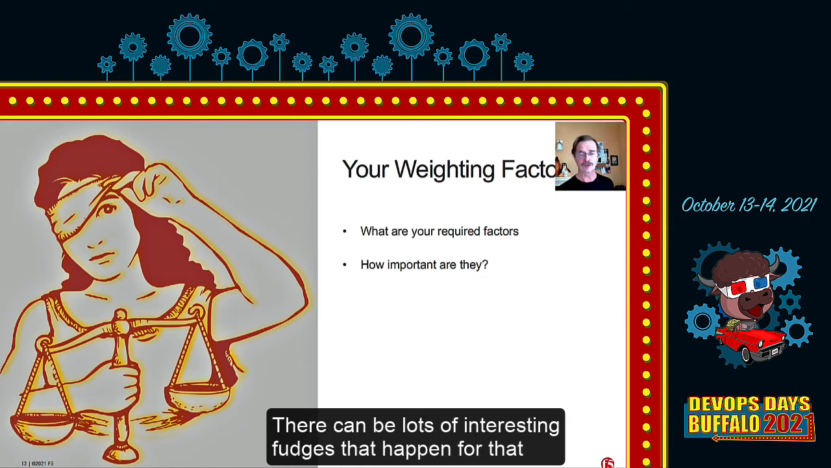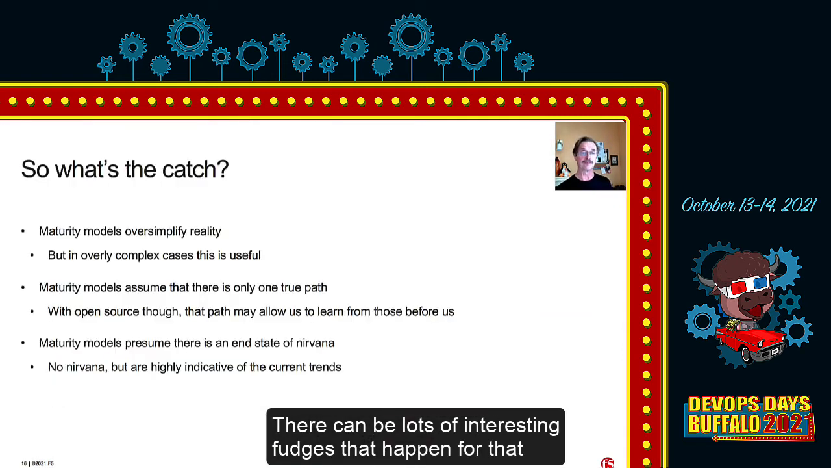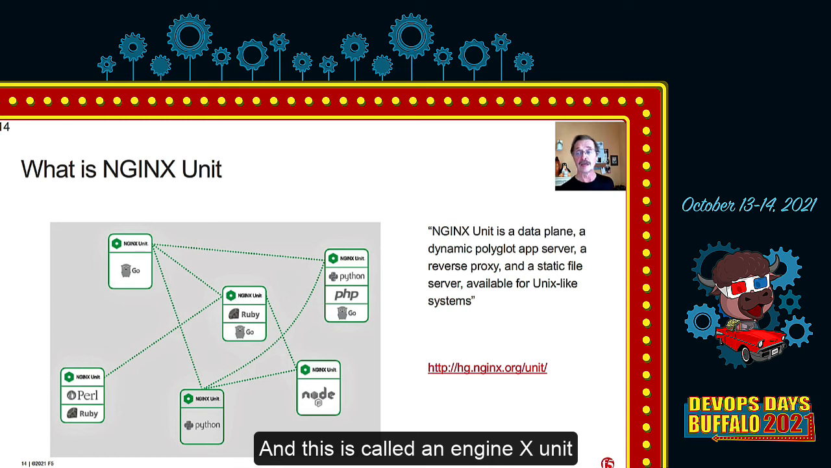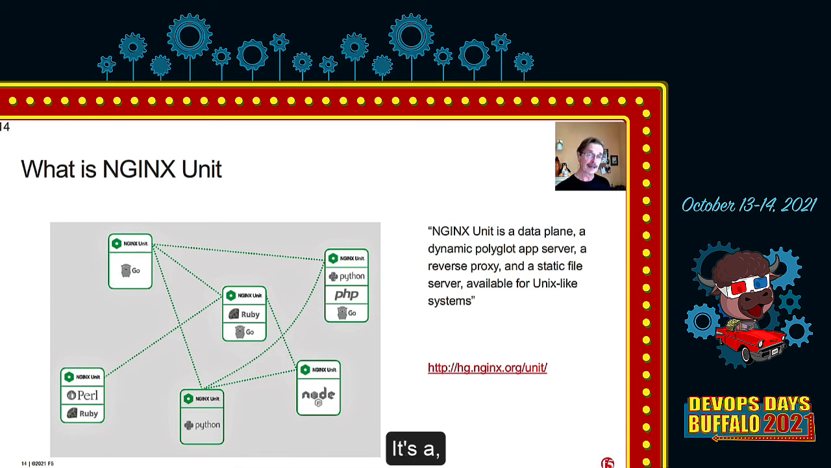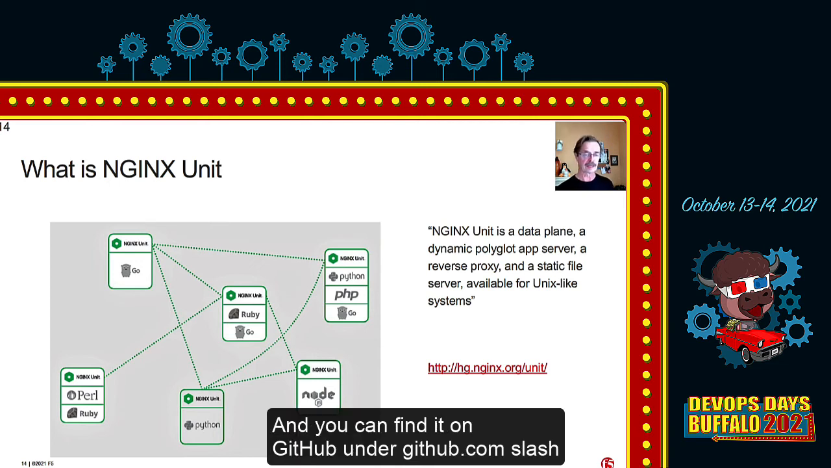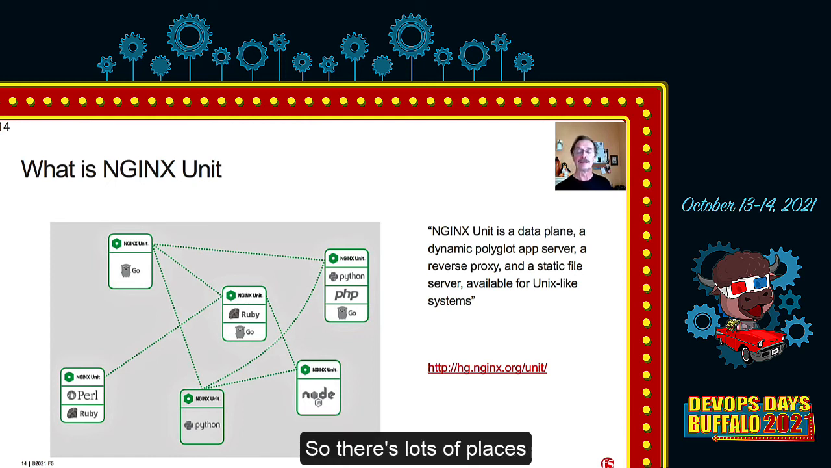There can be lots of interesting fudges that happen for that. So what I'm going to do is take a quick sample here. And this is called Nginx Unit. Unit is a data plane. It's an app server, dynamic, polyglot, understands multiple languages, reverse proxy, static file server, available for Unix-like systems. And you can find more information at hg.nginx.org/unit. You can find it on GitHub under github.com/nginx/unit. So there's lots of places.